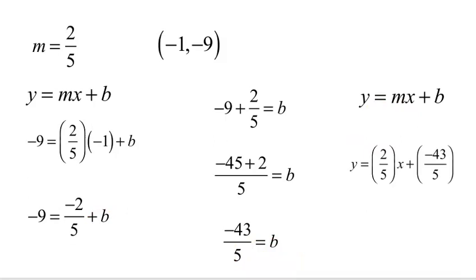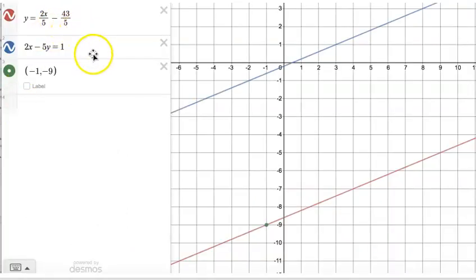So we see our slope and our y-intercept. I want to make it look a little bit cleaner. Maybe we can write it as y equals 2x over 5 minus 43 fifths. So we have those two equations. The one that we just developed, y is 2x over 5 minus 43 fifths, which we see here, as well as when we started with 2x minus 5y equals 1.